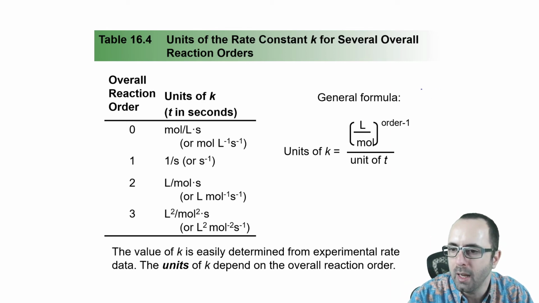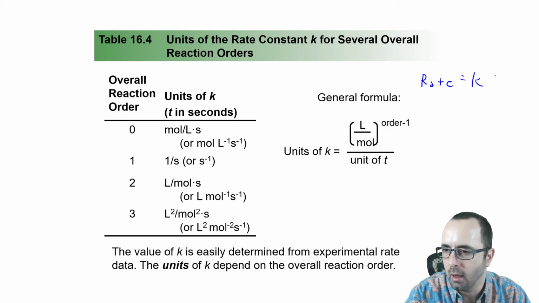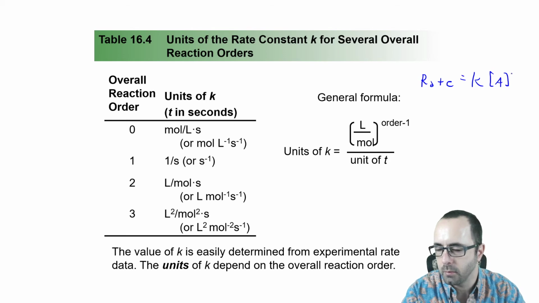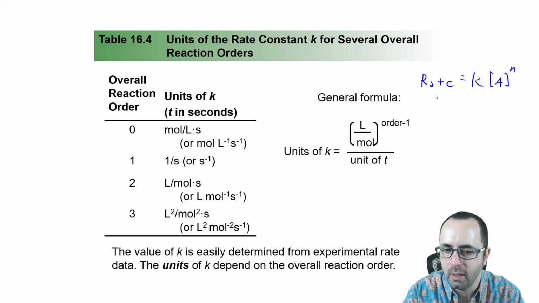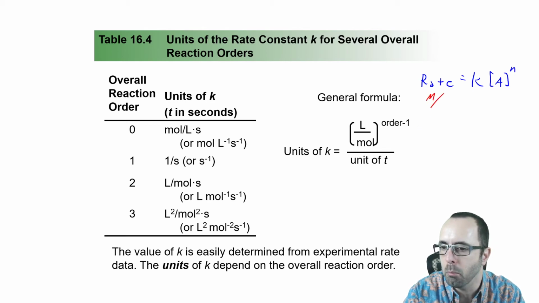Remember that rate is always going to be rate equals K times the concentration of your reactant or reactants to some power, right? So rate is always molarities per second, or moles per liter per second. Just to make this math easier for now, I'm going to write this as molars per second, and I'm going to translate that to your book's language in a moment. Concentrations are always in molars.